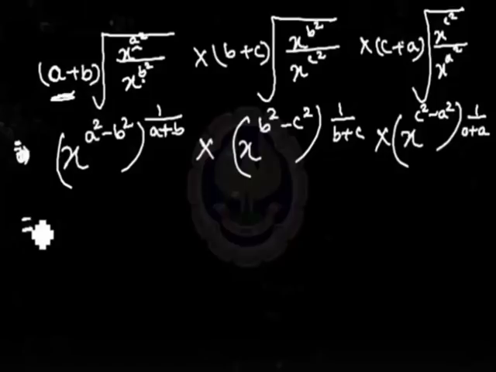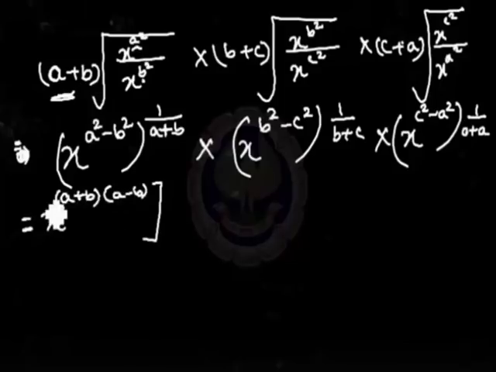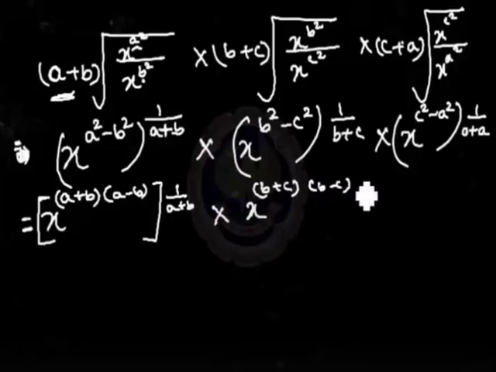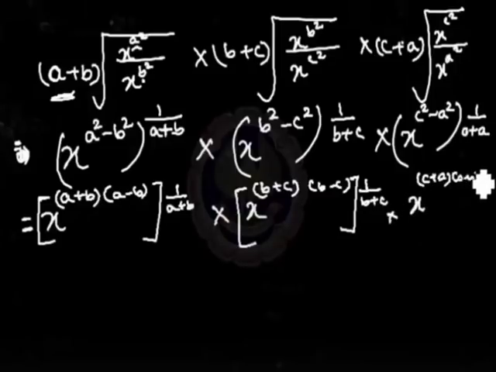Now, we'll just open the thing which we know, the very common algebra formula, a square minus b square is equal to a plus b into a minus b. So this can be written as x to the power a plus b into a minus b whole to the power 1 by a plus b into x to the power b plus c into b minus c whole to the power 1 by b plus c into x to the power c plus a into c minus a whole to the power 1 by c plus a. Okay?